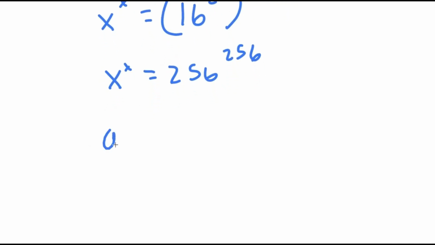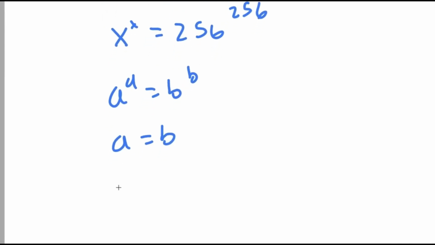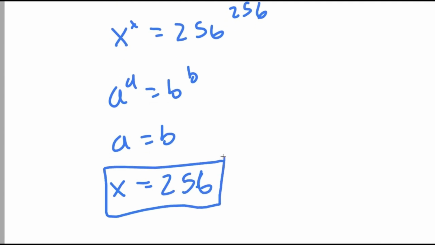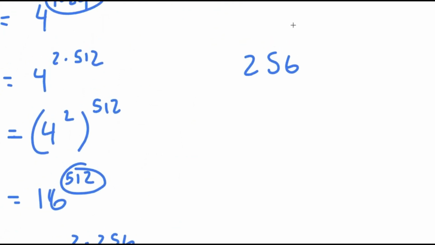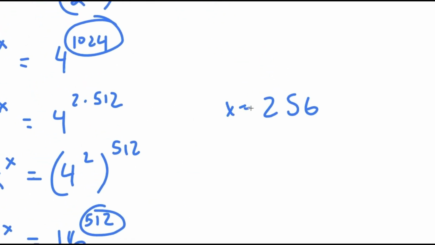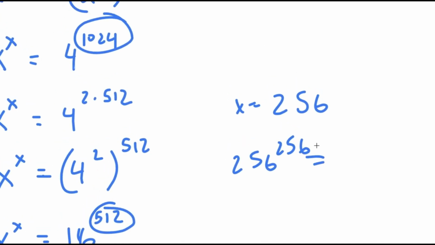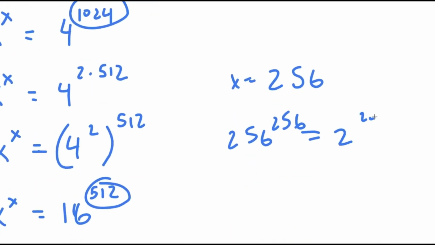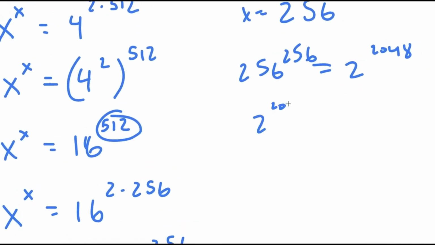And if I have something in the form a to the power of a is equal to b to the power of b, this means that a is equal to b. So in this case, x is equal to 256. And to test this, I'm going to plug this in. So I have 256 in for x. So I have 256 to the power of 256 is equal to 2 to the power of 2048. And remember, we just wrote all of this, so we know that 2 to the power of 2048 is equal to 2 to the power of 2048.